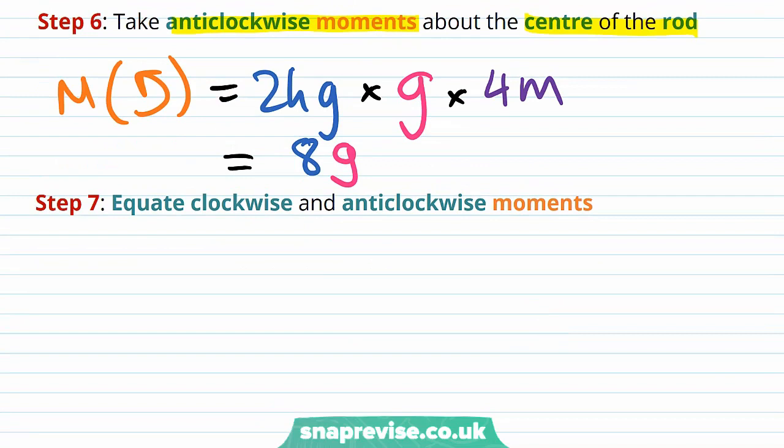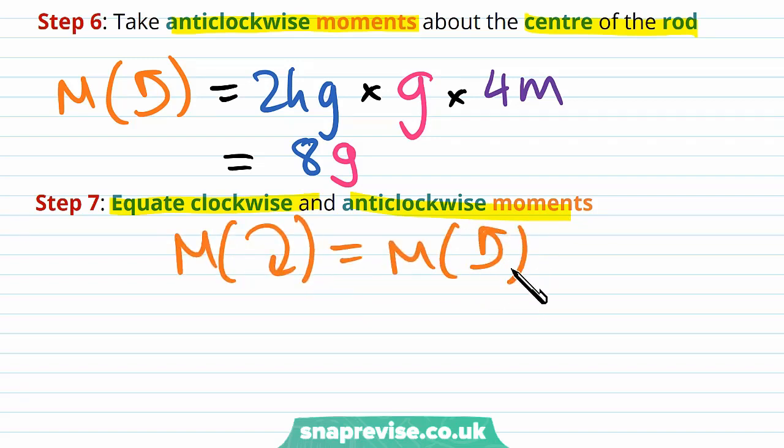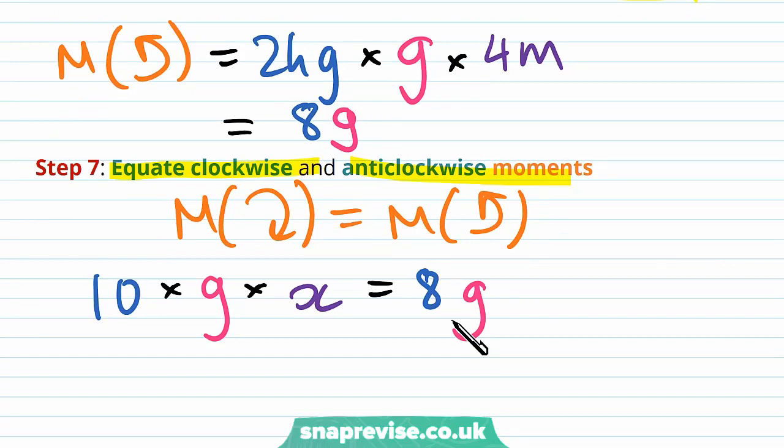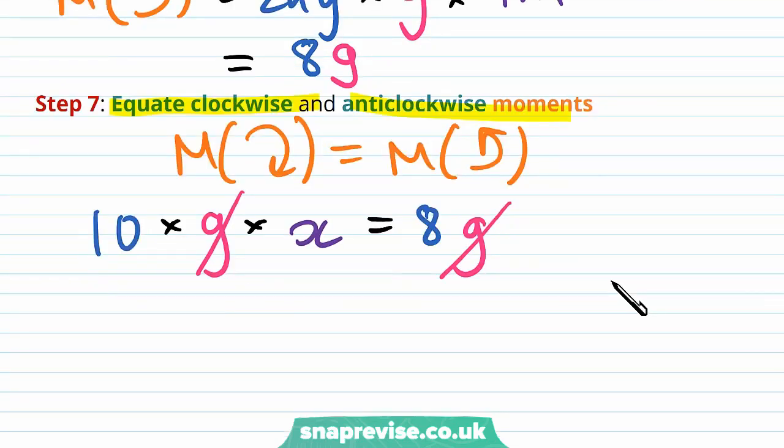Now our next step is to equate the clockwise and anti-clockwise moments. We are saying that the clockwise moments are equal to the anti-clockwise moments. Therefore, 10 times g times x is equal to 8g. We can see here that the g's are going to cancel, so now we're left with an expression for x.